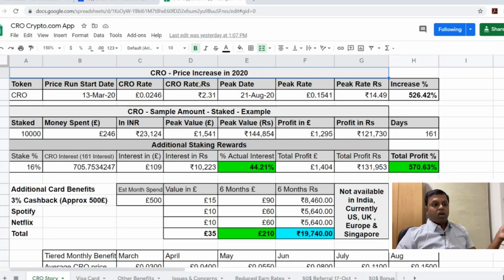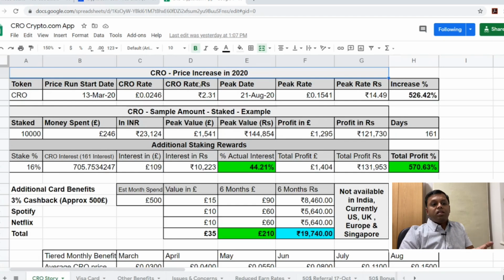So I invested 246 pounds, or 23,000 rupees, and my interest is 109 pounds, which is like 10,000 rupees. So 10,000 rupees interest out of a 23,000 investment is roughly 44%, which itself is good enough. Even if the price had not appreciated, I've really got about 44% out of it just because of the interest alone.